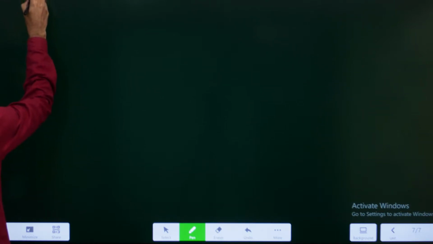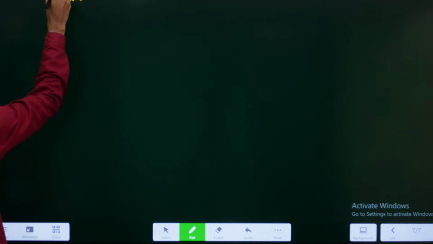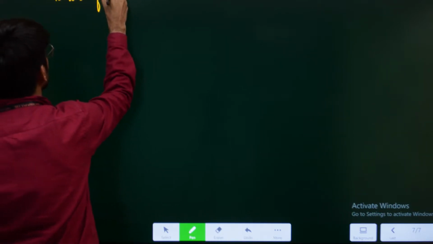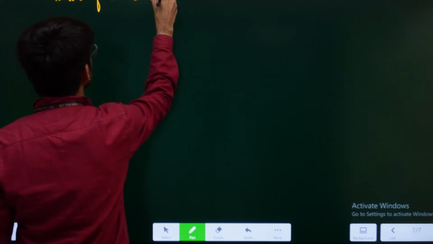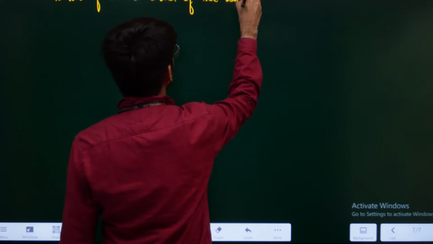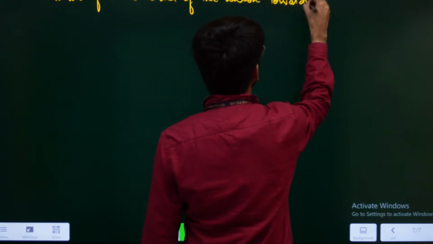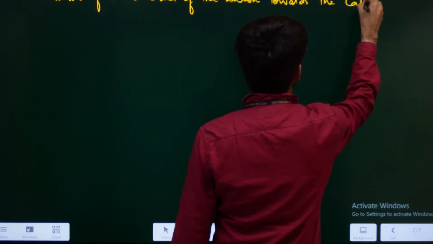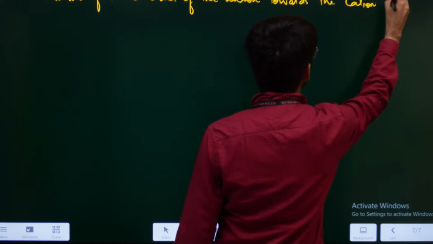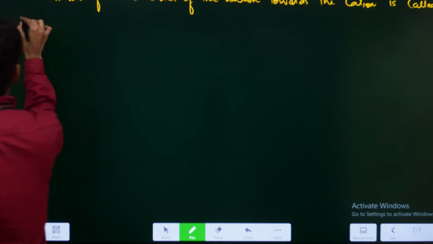Now, the distortion of the electron cloud of the anion towards the cation is called polarization.